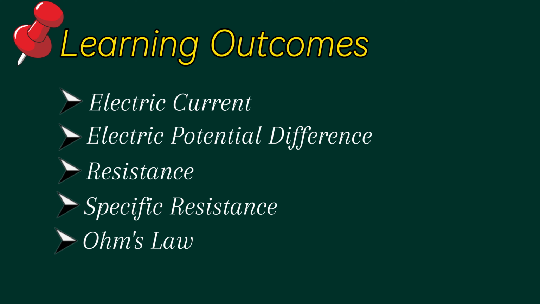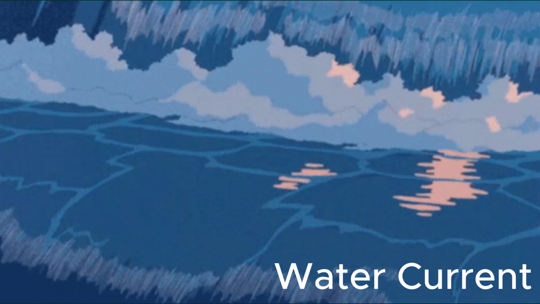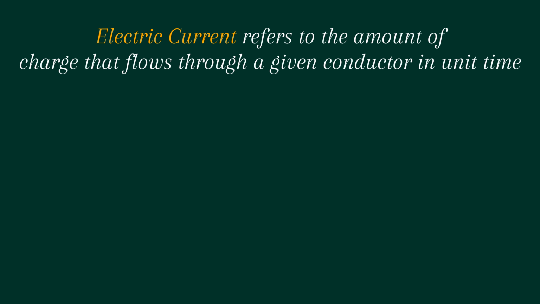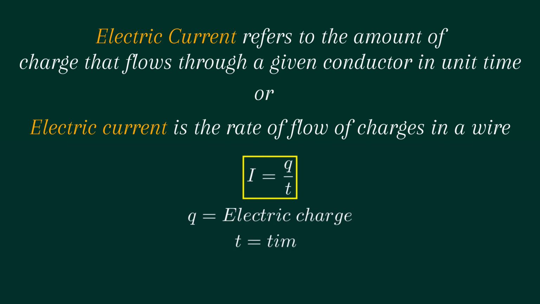Let's first understand the term electric current. The literal meaning of current is movement of something along a given direction. For example, water current means movement of water. In the same way, electric current refers to the amount of charge that flows through a conductor in unit time. Mathematically, electric current I equals Q over T, where Q represents electric charge and T represents time.